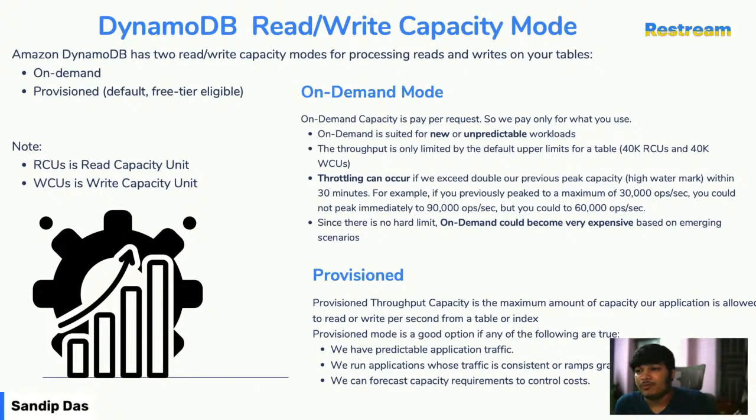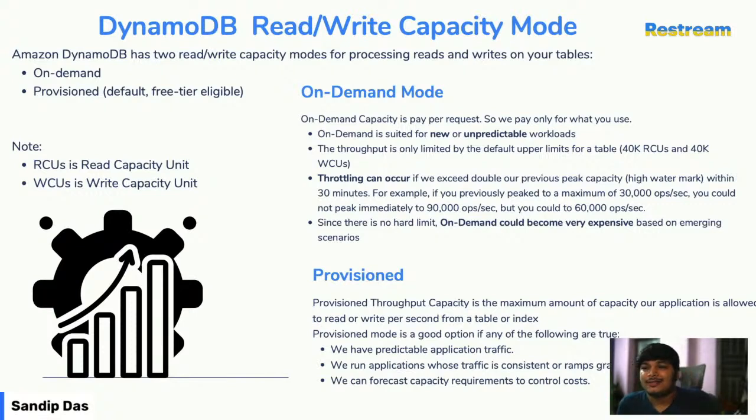For example, if you previously peaked at a maximum of 35,000 read and write operations per second, you could not peak immediately to 90,000, but you can do 60,000. So 60 is fine, but if you go more than that, you will get some throttling error. They will start blocking. They'll start giving you a throughput throttling exception kind of error.